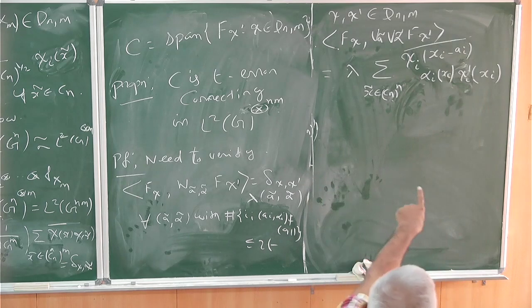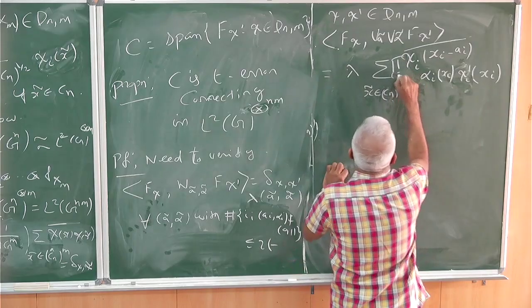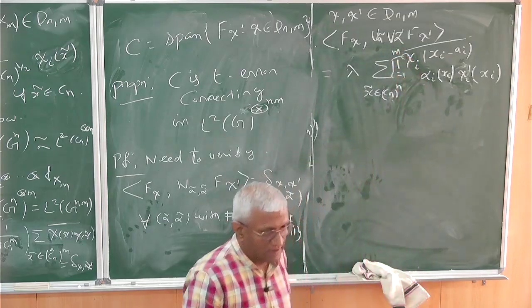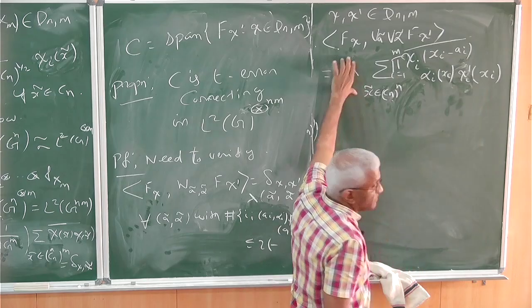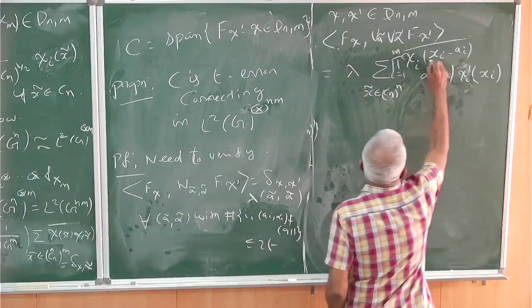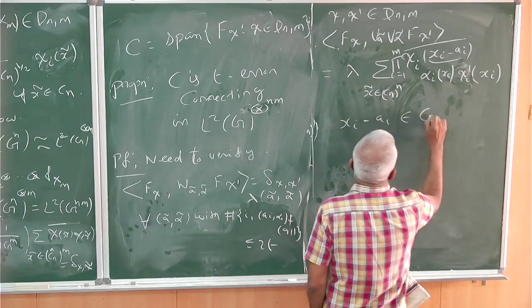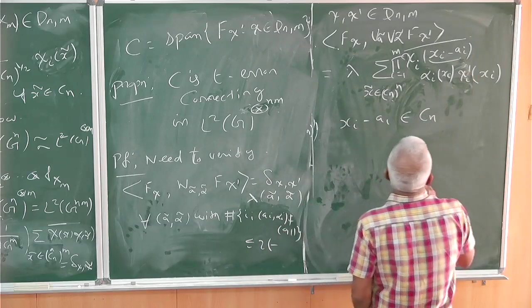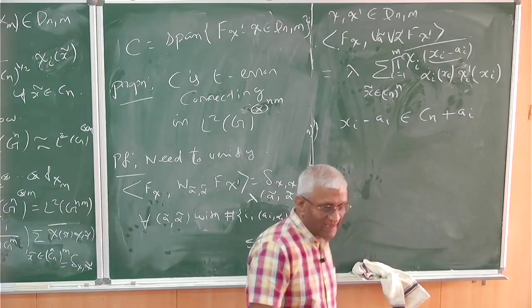U_A will act on that, and that's what you will get. And you have a product of this. Okay, there's a product, and then you have all these things. This is the expression you have, multiplied by some constant. We don't care. Now, this x_i minus a_i is in C^n plus a. I mean, nothing minus a plus a, right?